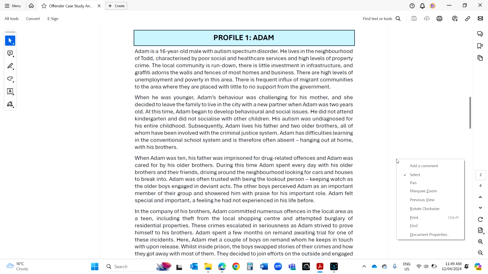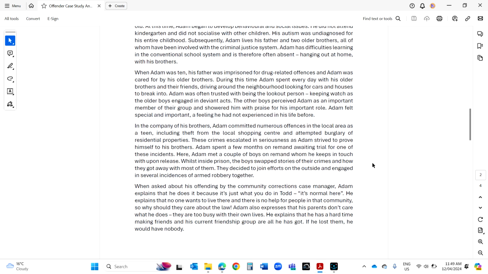Then we start to get into more of the offending related behaviour and the onset of that, and that's in the company of his two brothers, where he committed numerous offences as a teenager. So those offences are important when we're looking at each of the case studies. So we need to look at the type of crime that is being committed to think about the theories that would offer the best explanation for what's happening. So we have theft from the local shopping centre, attempted burglary of residential properties.